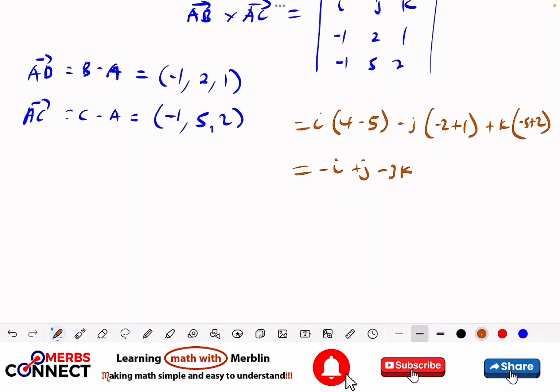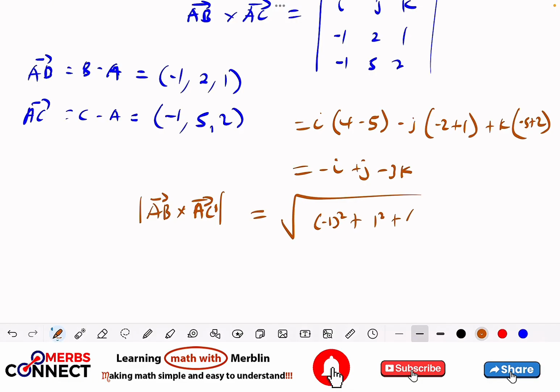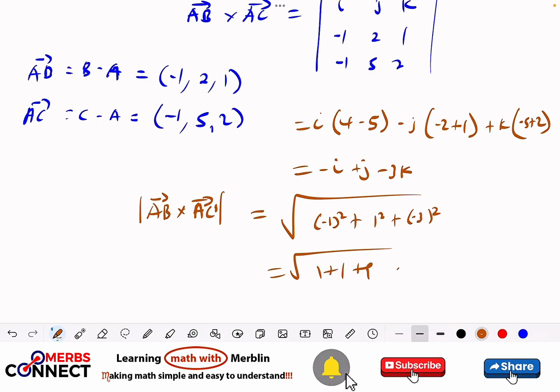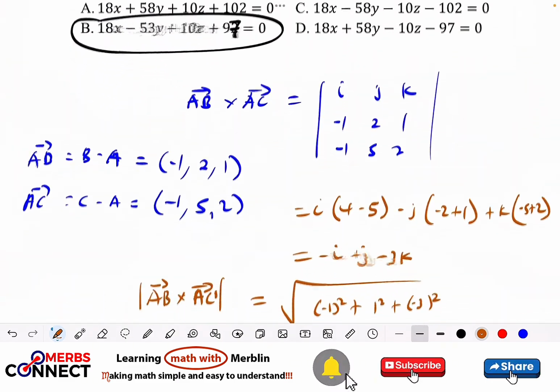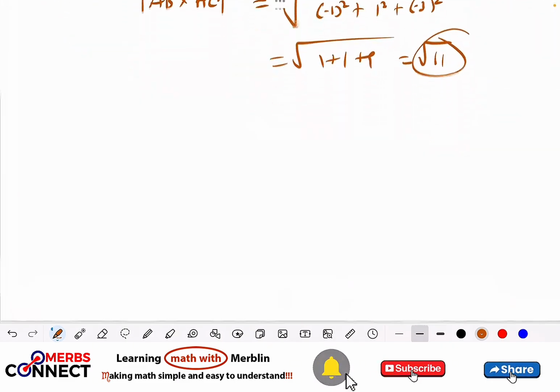So now we want to find the magnitude. So magnitude of this is minus 1 squared plus 1 squared plus minus 3 squared. And this is 1 plus 1 plus 9, which is equal to square root of 11. So the options, we had square root of 11 in the option. So I think the answer was supposed to be B from there. So you can check your quiz question and you see that I just interchanged some things there.